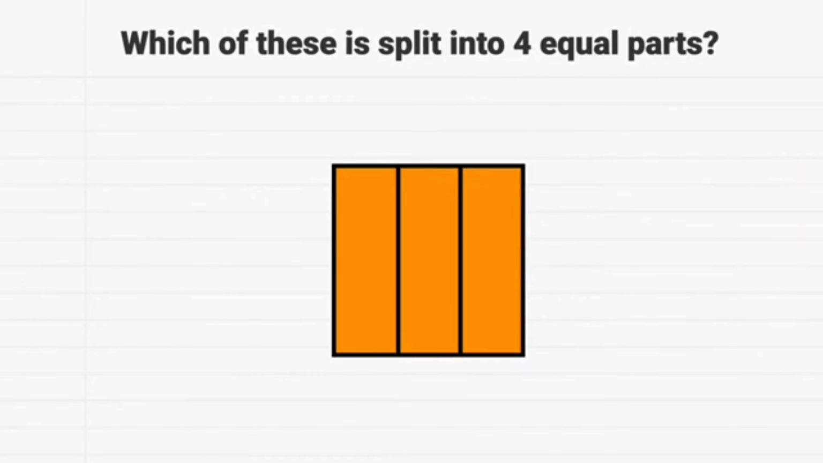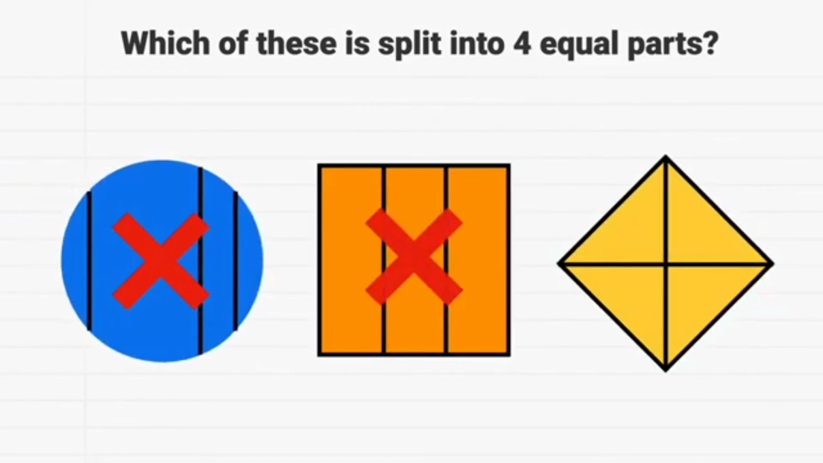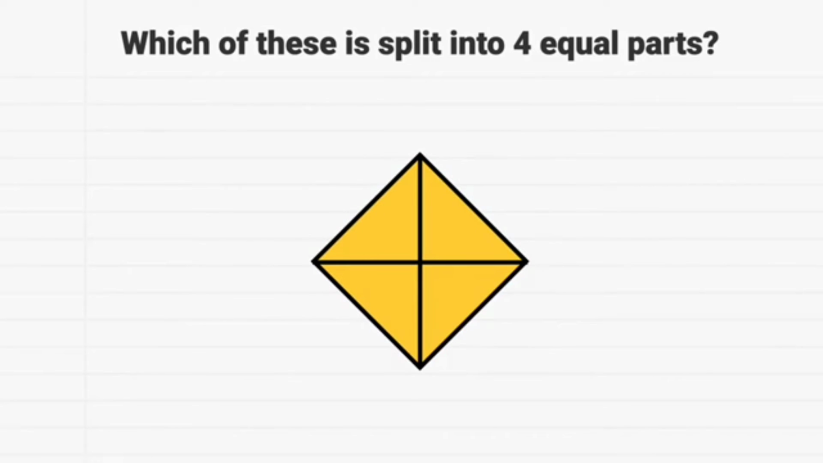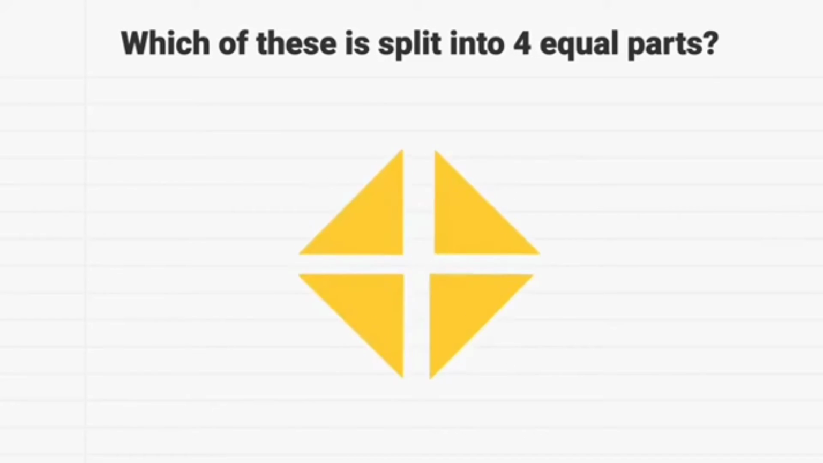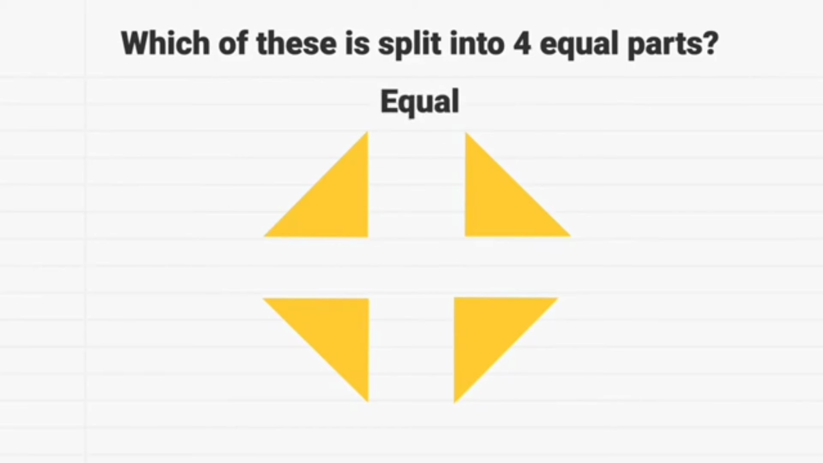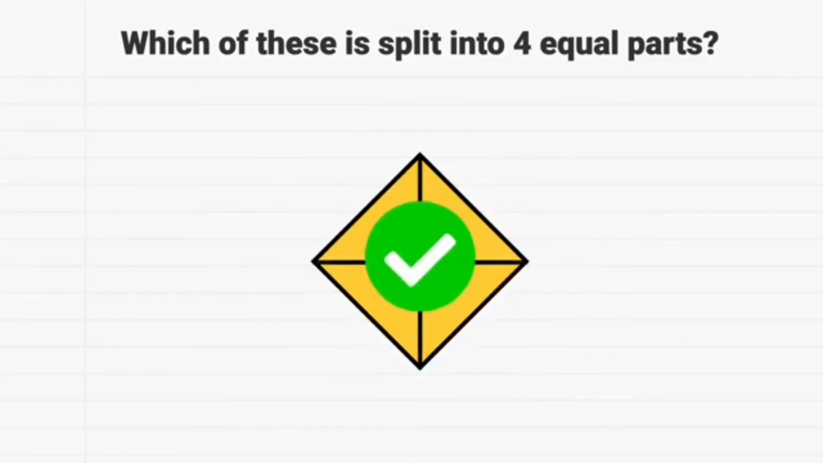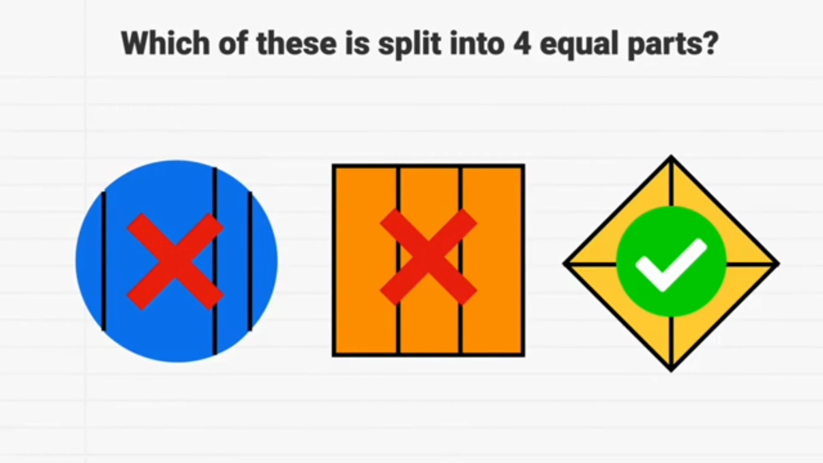Let's look at this next shape. How many parts is the shape split into? The shape is split into 3 parts. It cannot be our answer because we are looking for a shape that was split into 4 parts. What about this last one? How many parts is this shape split into? This shape is split into 4 parts. Okay, are the parts equal? Yes, all of the parts in the shape are equal. The shape is split into 4 equal parts.